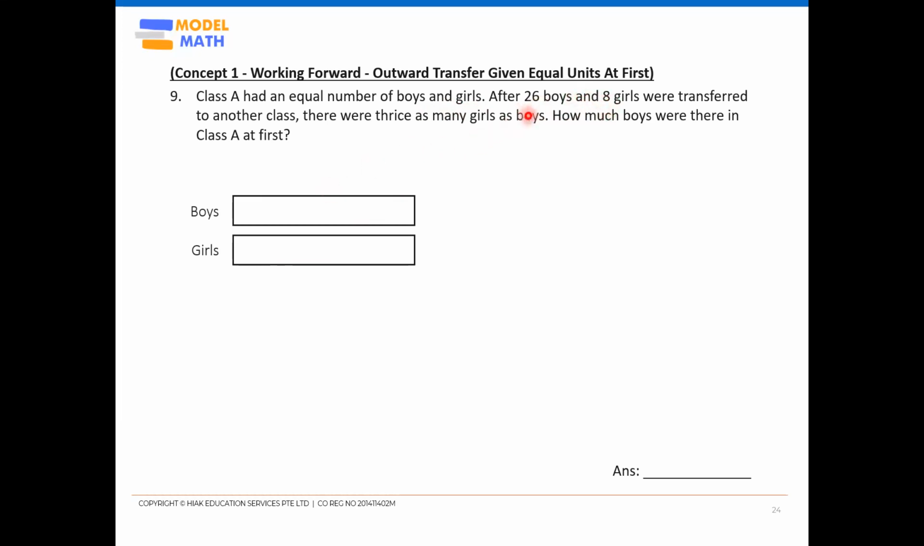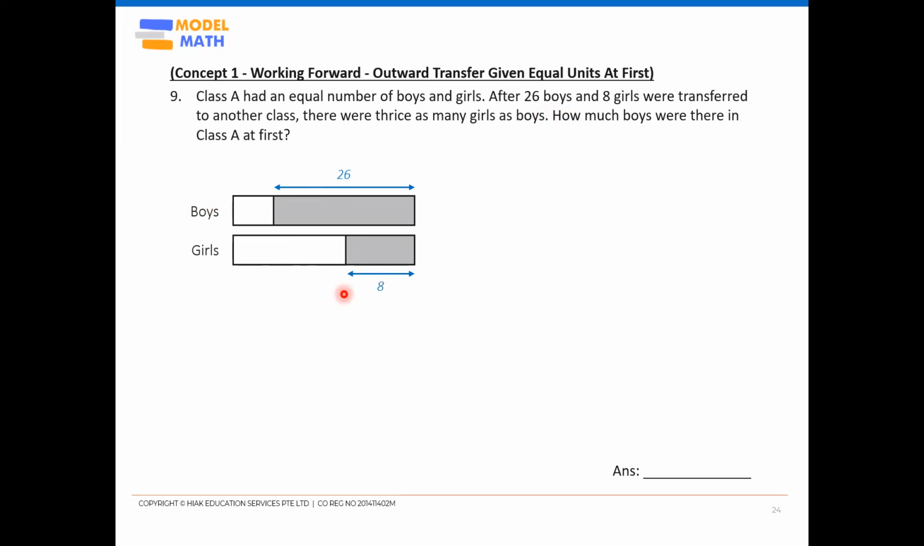So 26 is quite a big quantity, so we shall shade off a significant part in the boys model. This will be the 26 boys who were transferred. Now, 8 girls were transferred to another class, so we're going to shade it away from the girls model. So shade a smaller part. This will be the 8 girls.